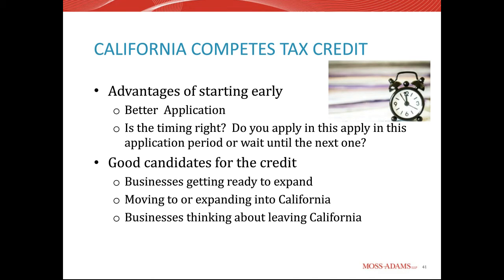Once the application period closes, GoBiz will notify companies whether their application was chosen to move into the second round. In the second round, the applications are more closely scrutinized, and GoBiz is looking for those applicants whose business plan and activities are going to best contribute to the California economy overall. So companies that are good candidates for this program are businesses that are getting ready to expand in California, businesses that are considering moving into California, and businesses that are thinking about leaving California and want to be incentivized to stay in California.